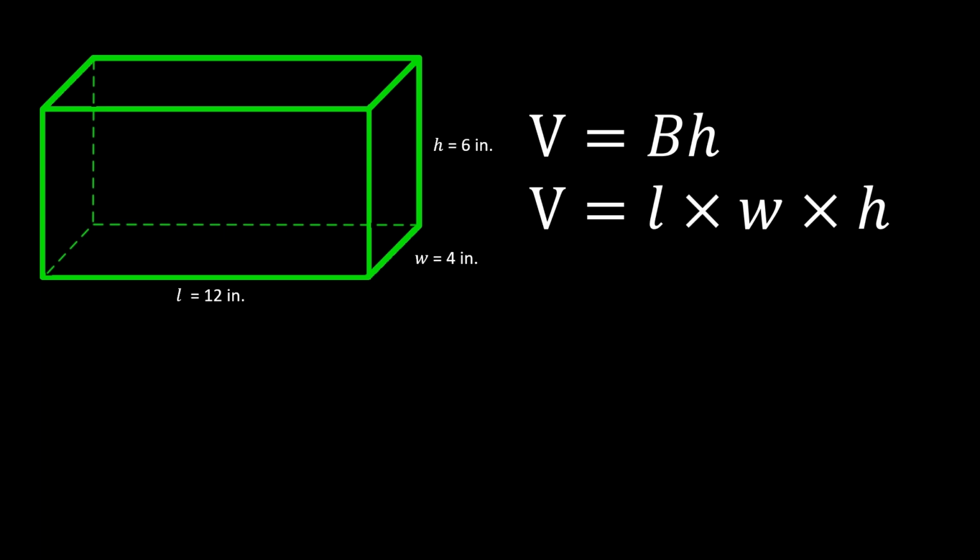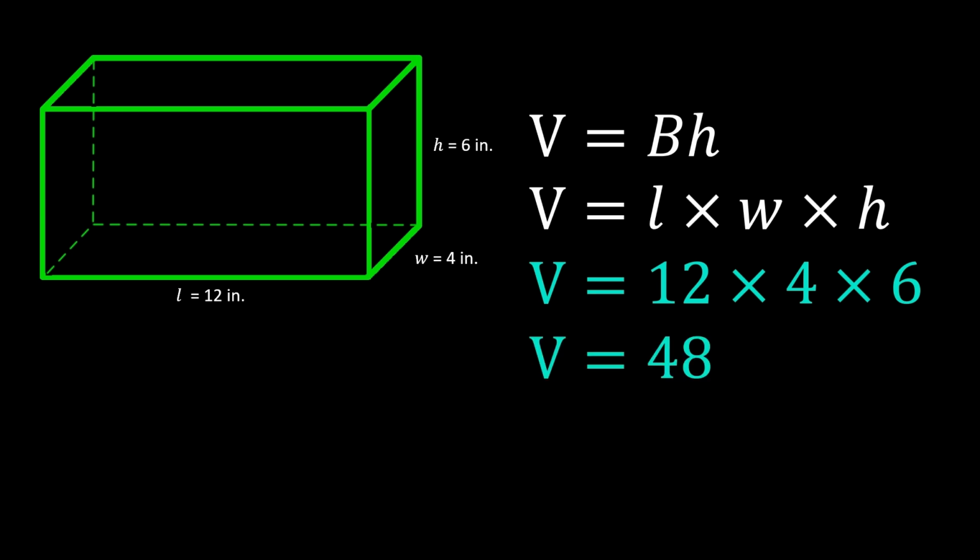Now we can go to our formula and begin plugging these values in. So we have volume equals, our length was 12, so we'll substitute 12 for L. Our width is 4, so we'll substitute the 4 for the W. And our height is 6, so we'll substitute 6 for our height. And now we just need to do our calculations. So we'll start with 12 times 4. 12 times 4 is 48, and we'll still need to multiply that by 6.